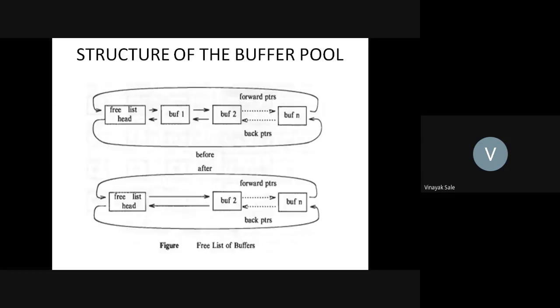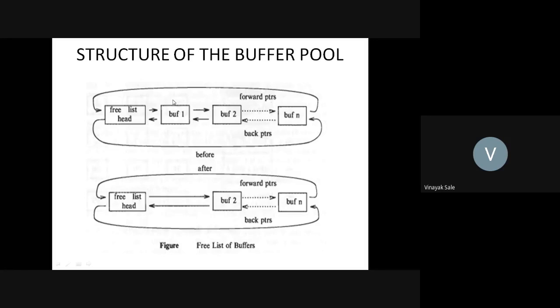See, this is the structure of the buffer pool. This is a doubly linked list buffer pool. This is the free list header, then attached are buffer 1, buffer 2, up to buffer n. This is a backward pointer, whereas this is the forward pointer. This is the original structure of this buffer pool.